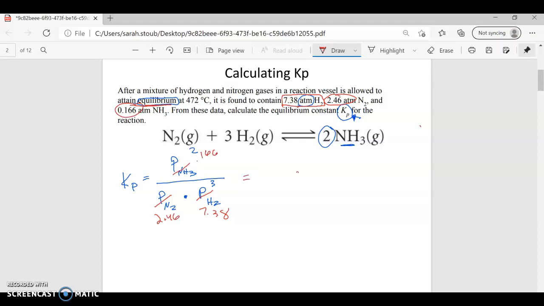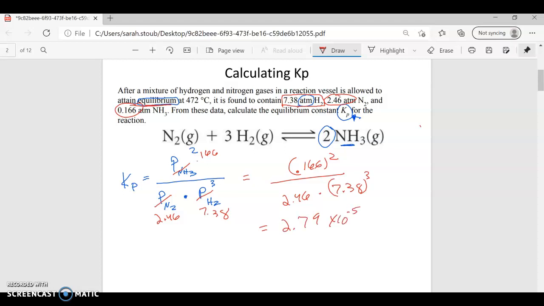So I'm going to simplify it over here. 0.166 squared. Don't lose that spot. 2.46 times your 7.38 to the third. And here I'm just going to push all the buttons in my calculator to get the answer. My calculator sounds like this. Boop, boop, boop, boop. You're welcome. I get 2.79 times 10 to the negative 5.